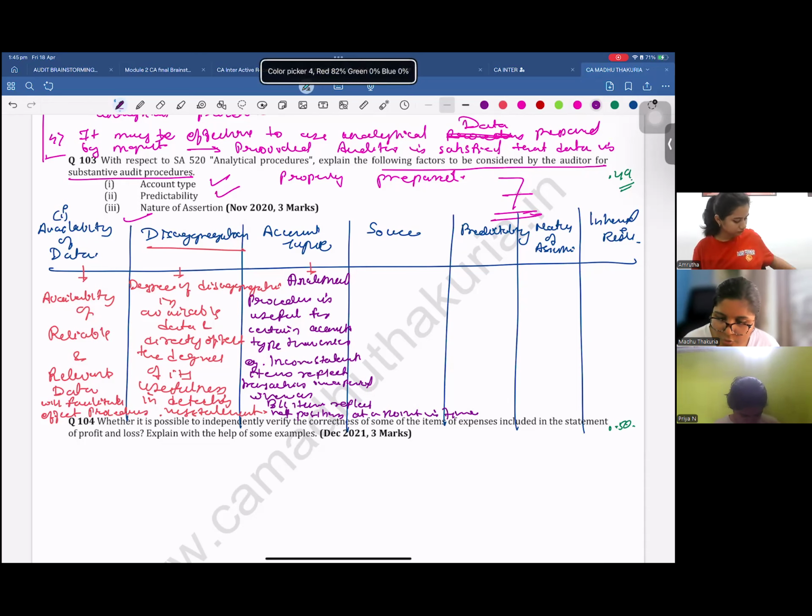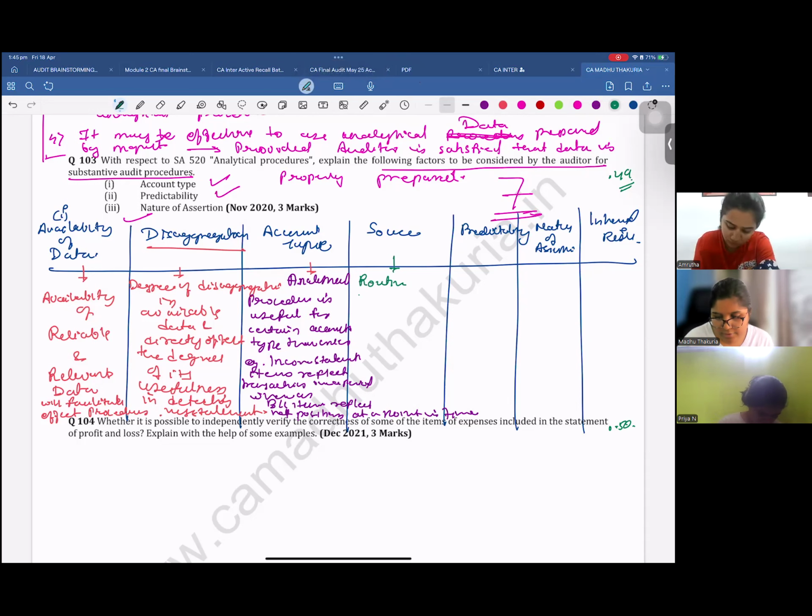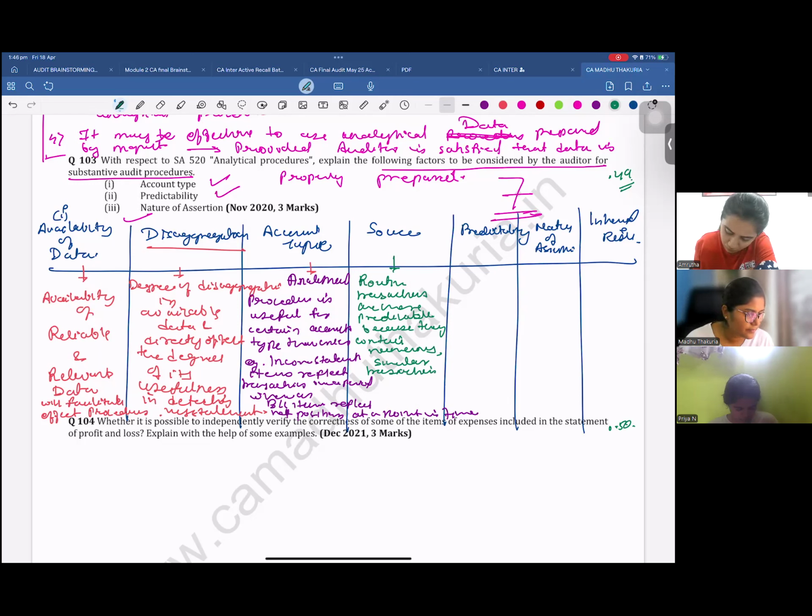Then comes the source. How do you define source? You will say routine transactions are more predictable because they contain numerous similar transactions, as compared to non-routine transactions.